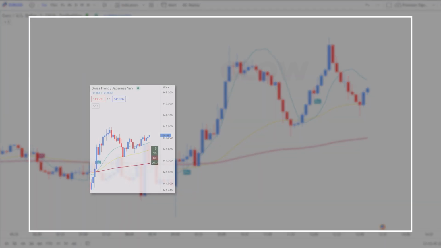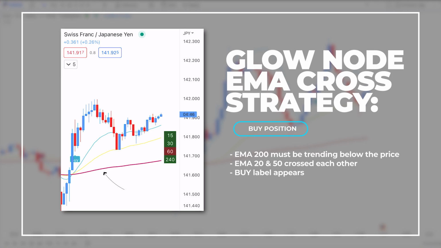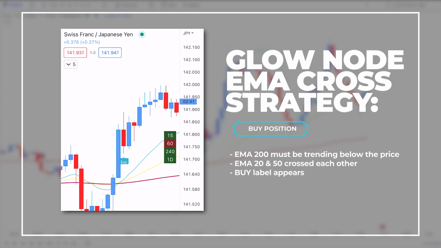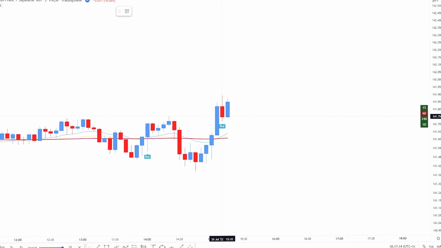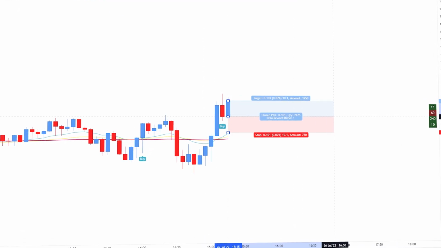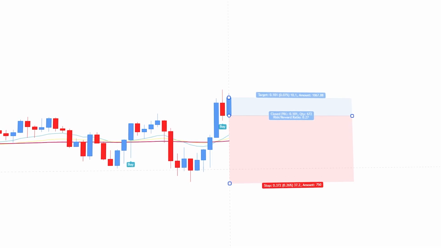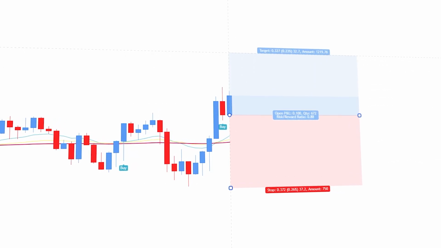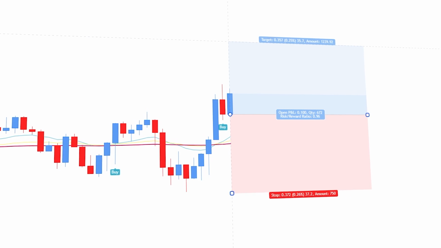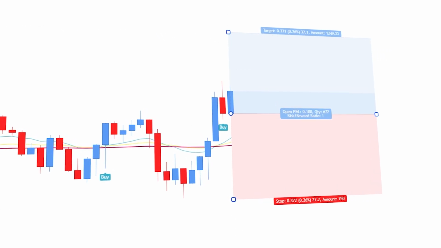We will look to enter a long position if 200 EMA is trending below the price, the EMA 20 has crossed above the EMA 50, and the glow node indicator has issued us a buy label. Only then we will wait for the next candle to open to enter the trade. The risk to reward ratio may vary depending on your risk management rules, but I would aim for 1:1 or 1:1.5 risk to reward ratio along with the price action analysis.